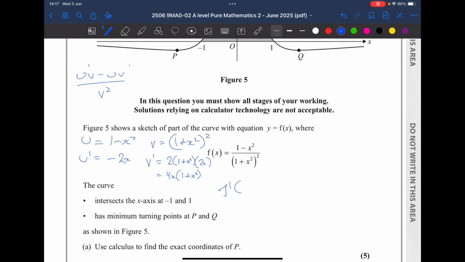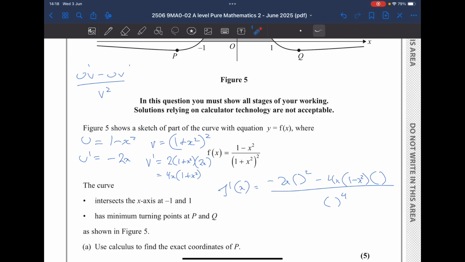We're going to have f dash of x is u dash v. So minus 2x. I'm just going to write bracket for a second because all the brackets are the same. So 2 bracket squared. Take away u dash v. No, take away uv dash, sorry. This thing times this thing. So we're going to have 4x, 1 minus x squared, and then that bracket. And then all over v squared. So that is the bracket to the power of 4.